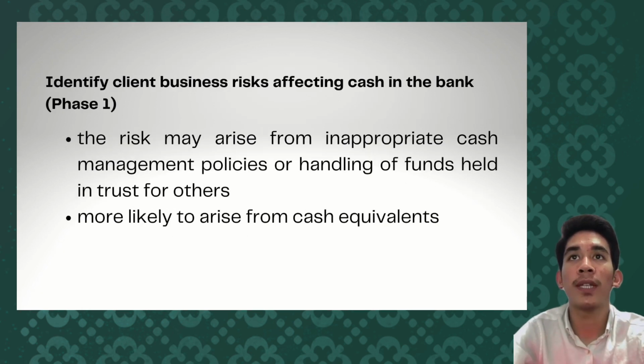The first one is to identify client business risks that affect cash in the bank. Risk may arise from inappropriate cash management policies or handling of funds held in trust for others. Client business risk is more likely to arise from cash equivalents, so the auditor needs to understand the risk from client policies and strategy, as well as management controls that mitigate this risk.